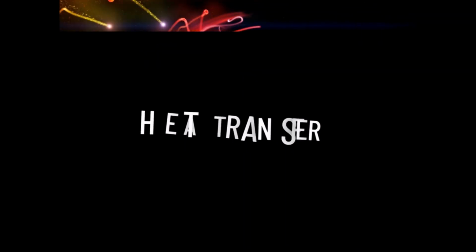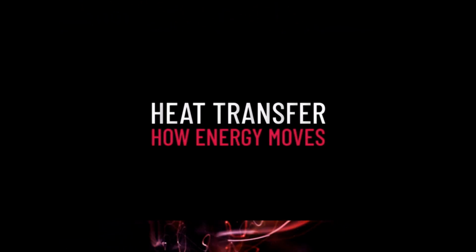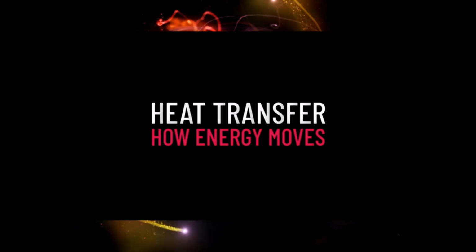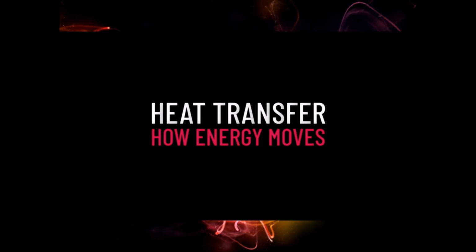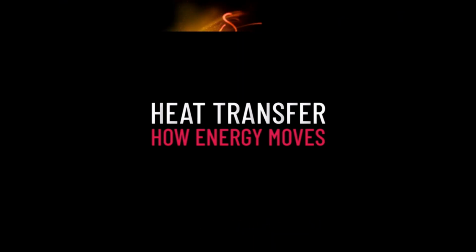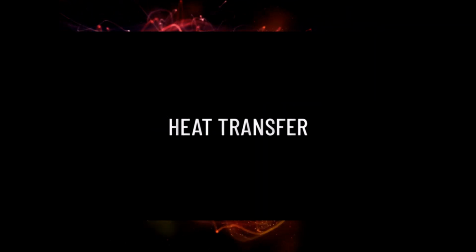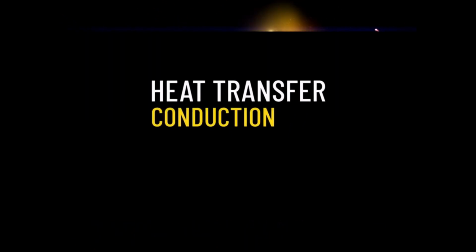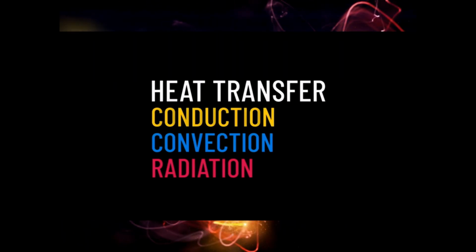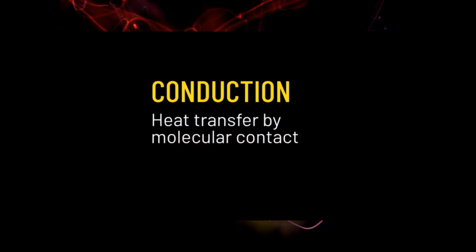Let's talk about heat transfer. What we're really talking about here is how energy moves, specifically heat energy, and how it gets from point A to point B, whether it be here on the surface of the Earth, up in the atmosphere, or even out in space. Heat transfer occurs in three ways, and these include conduction, convection, and radiation. Let's take a look at each of these, starting with conduction.